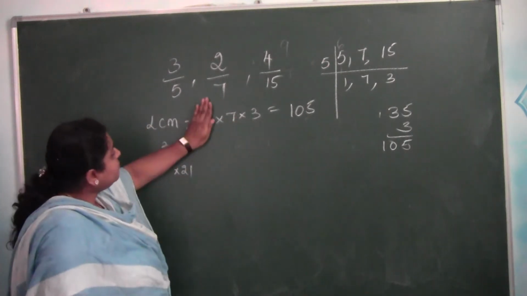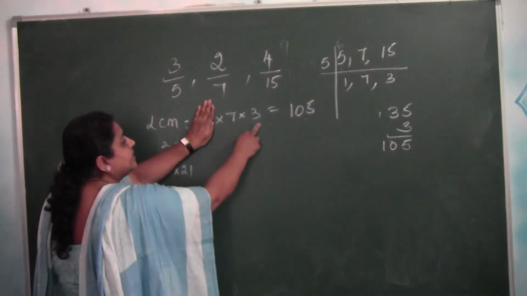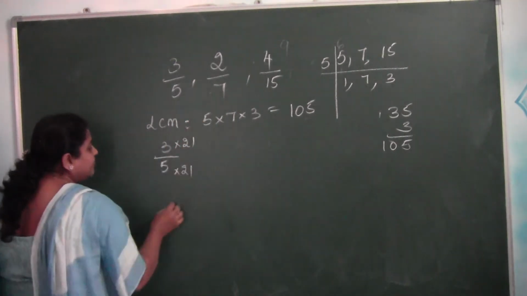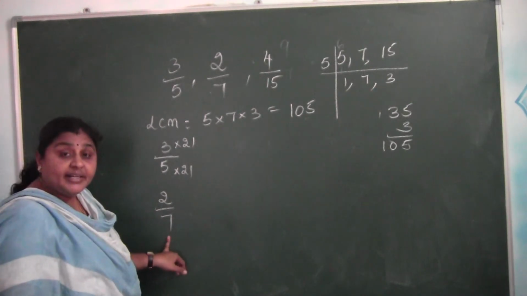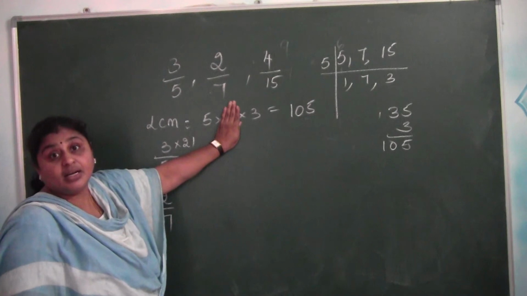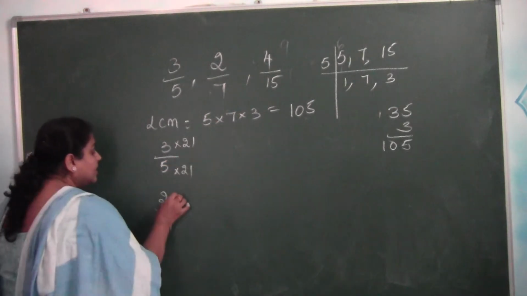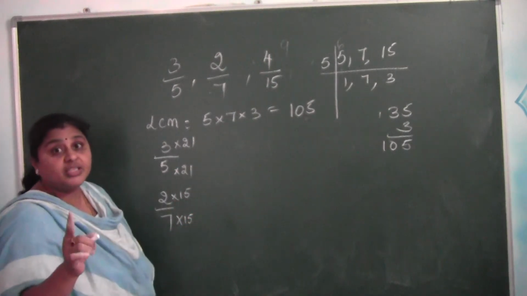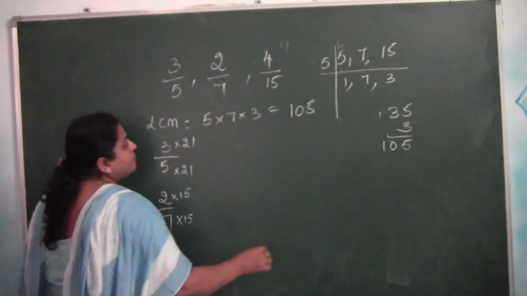So I have closed the denominator 5, and the leftover numbers 7 threes are 21. That I am multiplying by. Take another fraction, 2 by 7. My denominator is 7. I close 7 here. What are the numbers left over? 5 and 3. 5 threes are 15. It means multiply by 15. Are you able to follow the logic, children? Very easy.